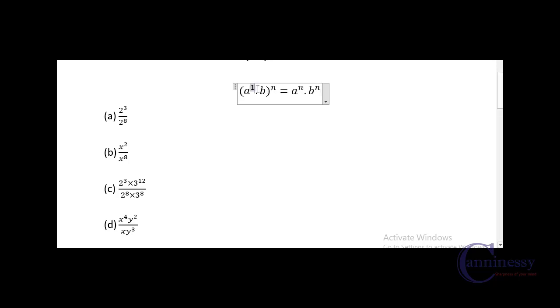Here we have a multiplied by b all to the exponent n. In other words, remember in maths, any number or any variable is to the exponent 1. So here it's like saying a to the exponent 1 and b to the exponent 1.